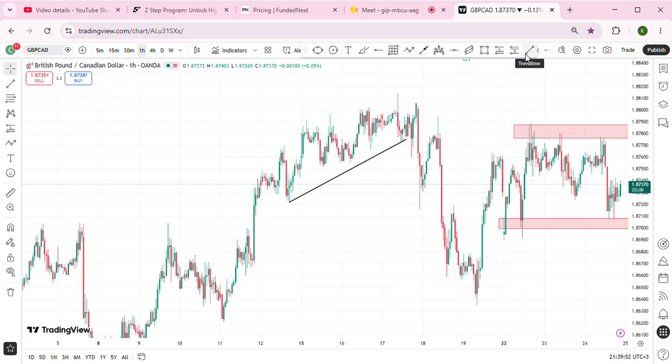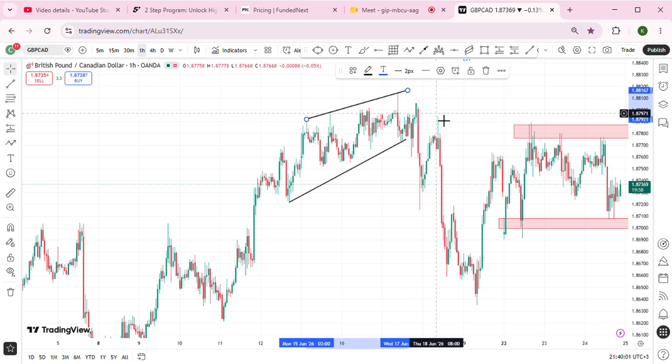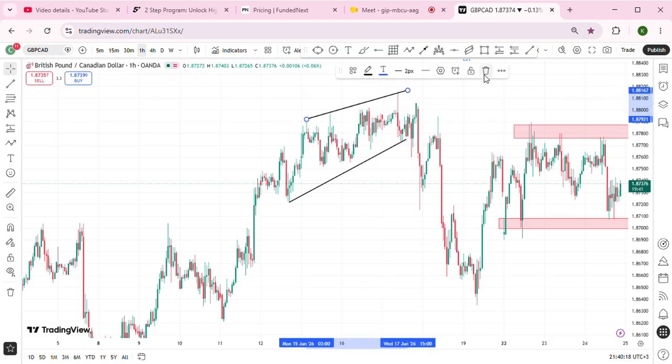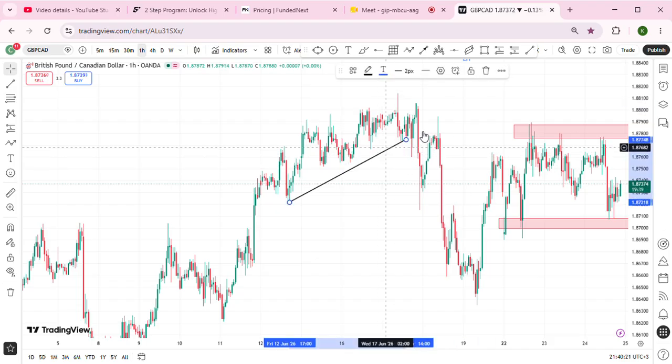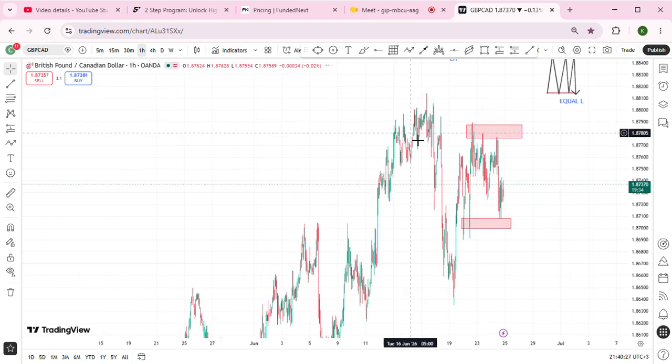Then you are done on the lower side, so you go to the upper side and do the same. You connect the lowest point to the highest point, and by so doing you now have an uptrend drawn with a good channel.